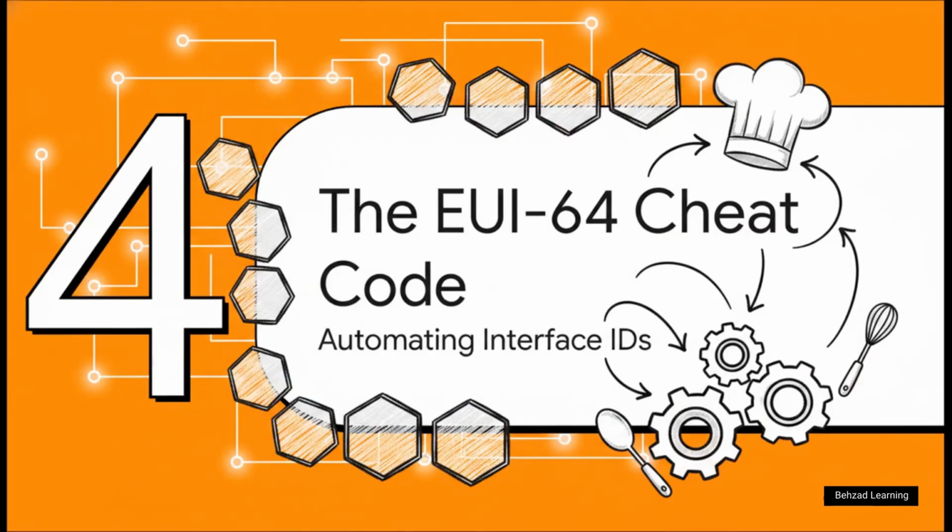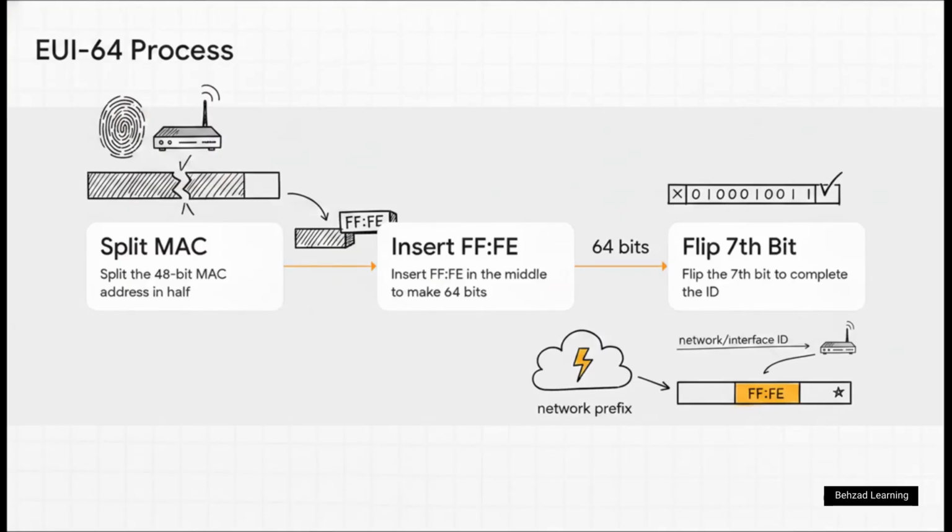Section 4. The EUI-64 cheat code. Here's a brilliant trick. Every router interface already has a permanent, globally unique hardware fingerprint, its 48-bit MAC address.